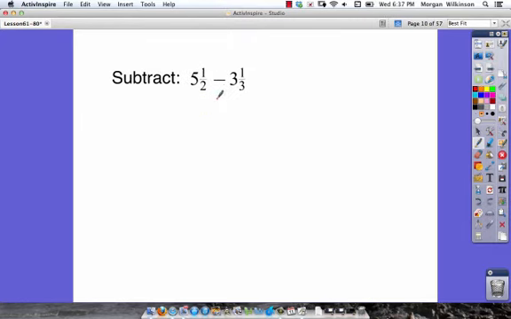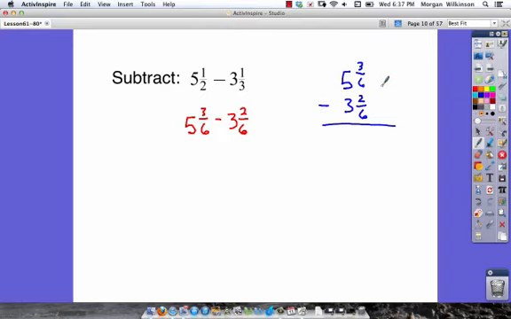Okay, we have 5 1/2 minus 3 1/3. We've already found the least common multiple of 2 and 3. That was 6. So we're going to get 5 and 3/6 minus 3 and 2/6. We get 2/6 because we're doubling both numbers to write an equivalent fraction. Now we're going to set it up vertically. 5 and 3/6 minus 3 and 2/6.